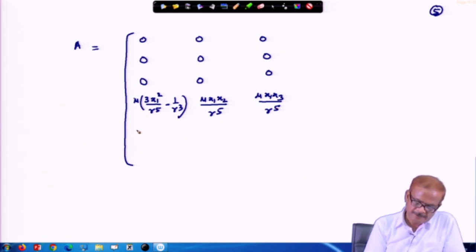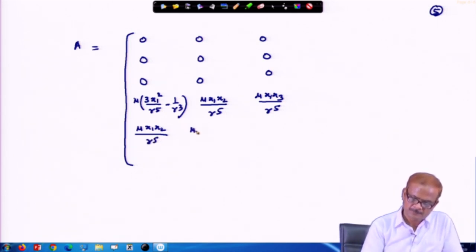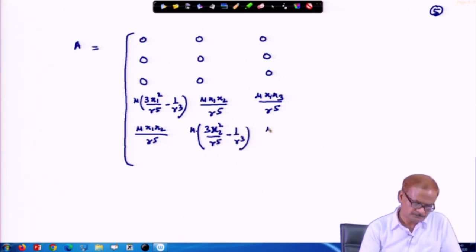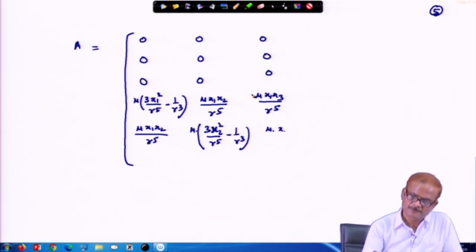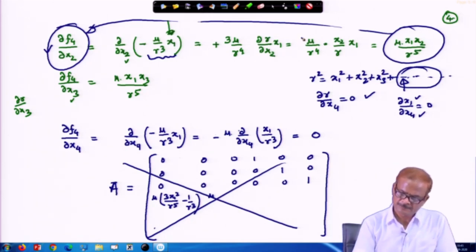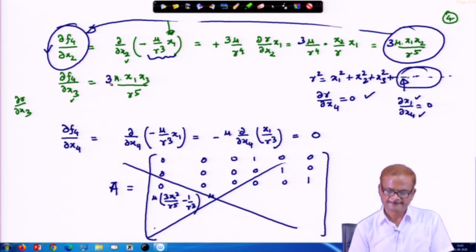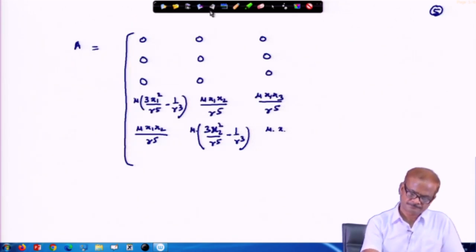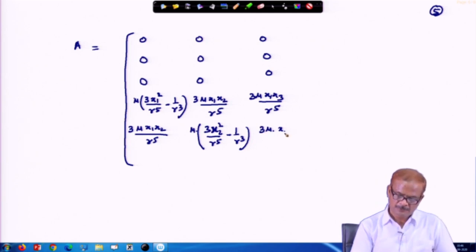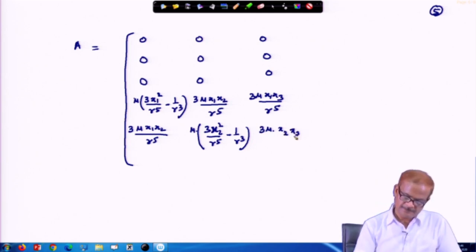And if you further differentiate, you will get the other terms also, and it will appear like this. 3 x 2 square by r to the power 5, you can check the other terms. This 3 is missing here, so we need to place this 3. Similarly, the 3 is missing here in this place. So, 3 is missing here, we place 3 in all these places. So, 3 mu, now this will be x 2 x 3, you can see these are off diagonal terms, they are symmetric.